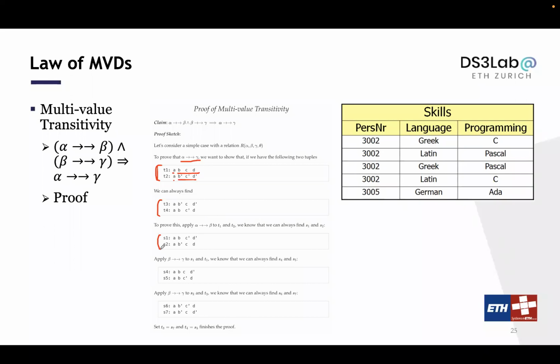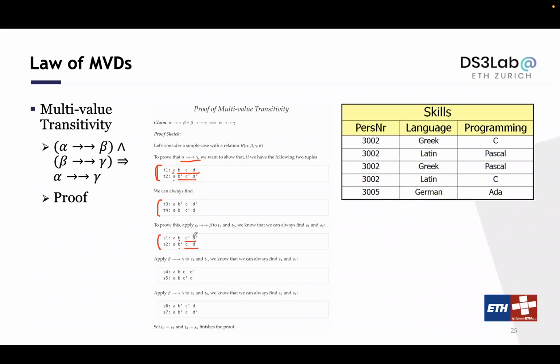alpha to beta. And what does alpha to beta try to tell you? It tries to flip, right? It tries to say, okay, S1 takes the same B value from T1, S2 takes the same beta value from T2, so you have B and B prime, and then I swap the rest of it. Then S1 has C prime and D prime, and S2 has C and D. So these two must be in the system.